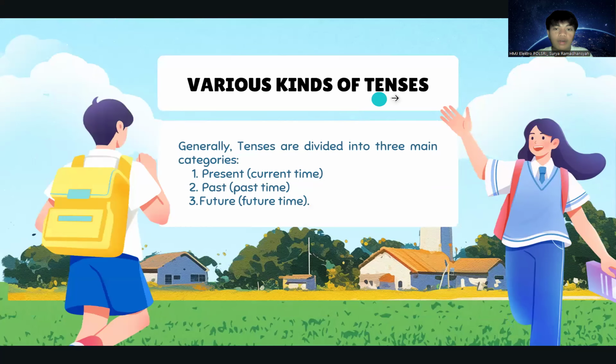Okay, various kinds of tenses. Generally, tenses are divided into three main categories. The first one is present or current time. Second is past or past time. Number three is future times. Next.